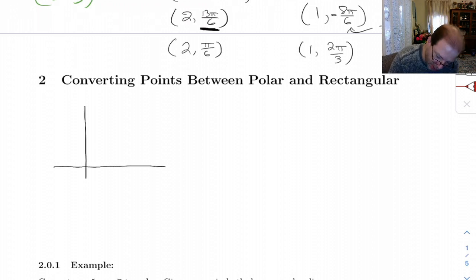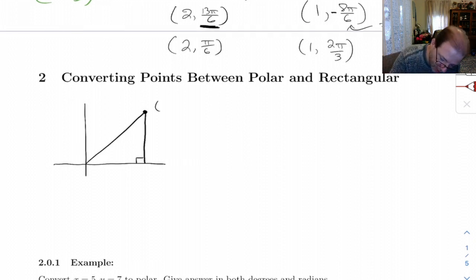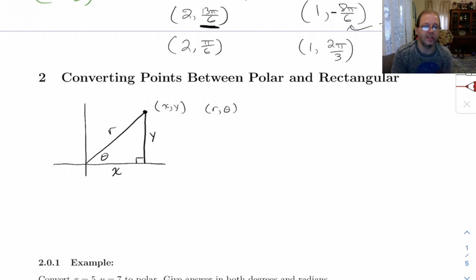So if you've got a point up here, then I'm going to draw the right triangle here. And this point has coordinates x, y, and it also has coordinates r, theta. Now, of course, the angle here is theta. This is y, this is x, and this is r, the distance from the origin to the point. And there are a handful of equations we can derive from here.